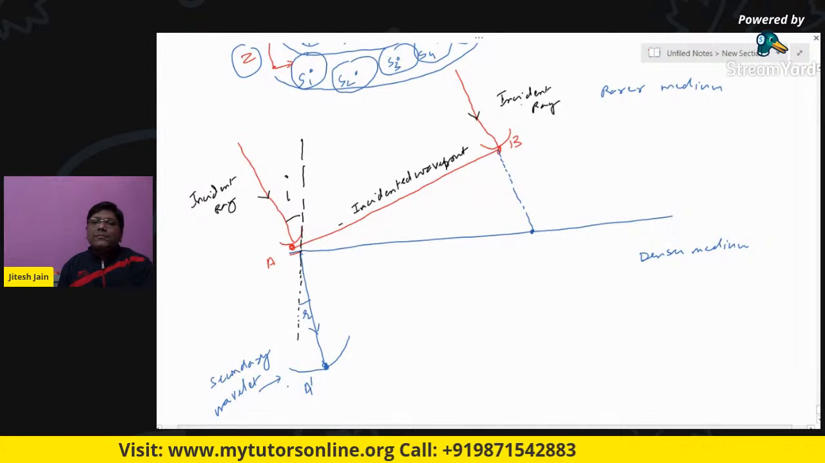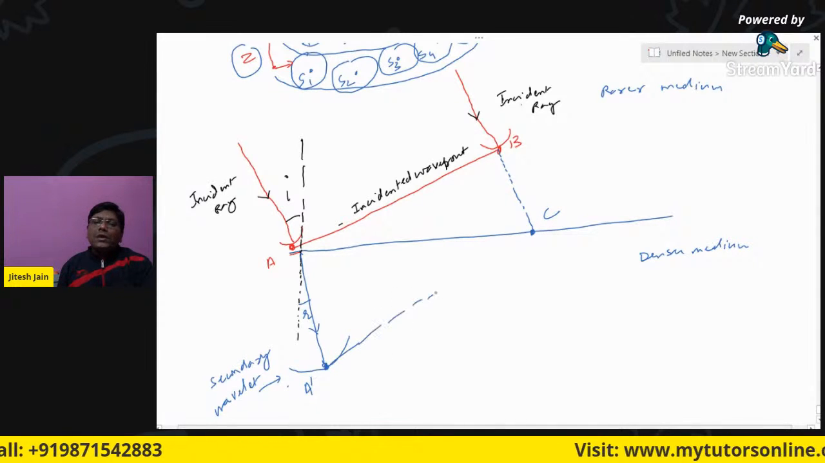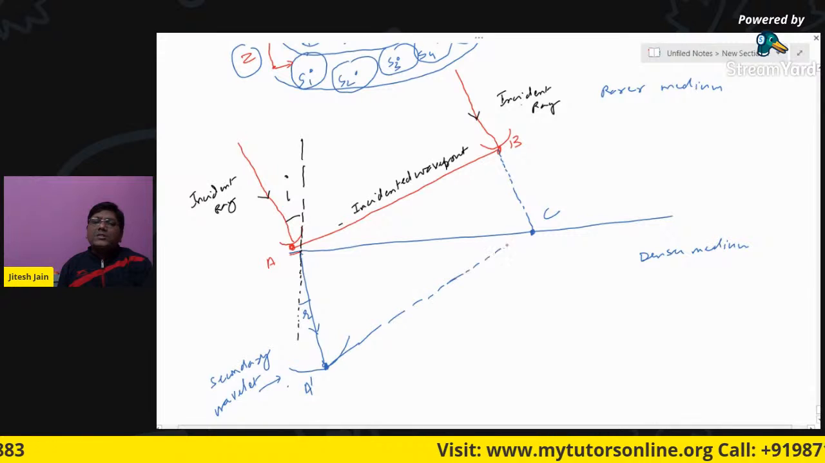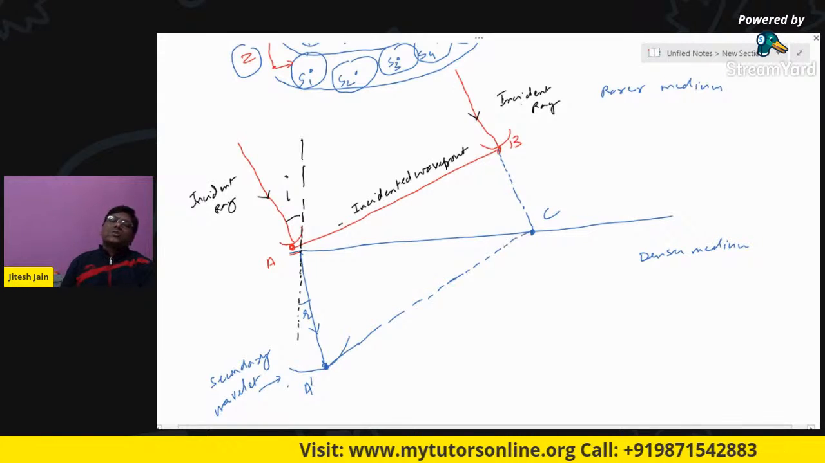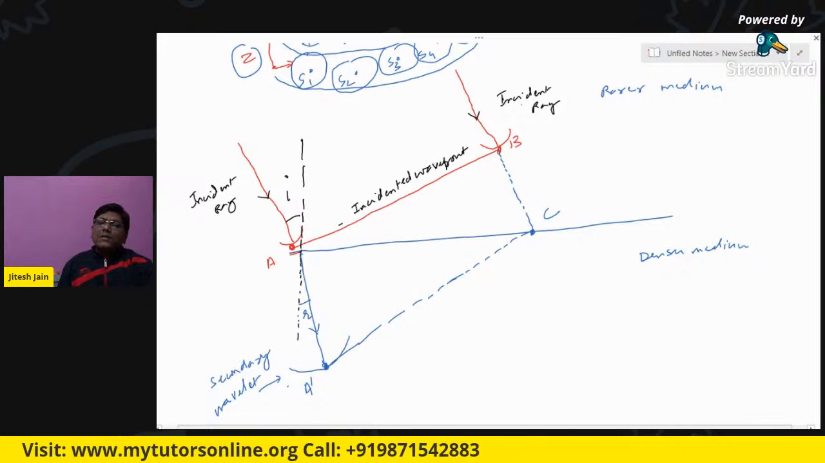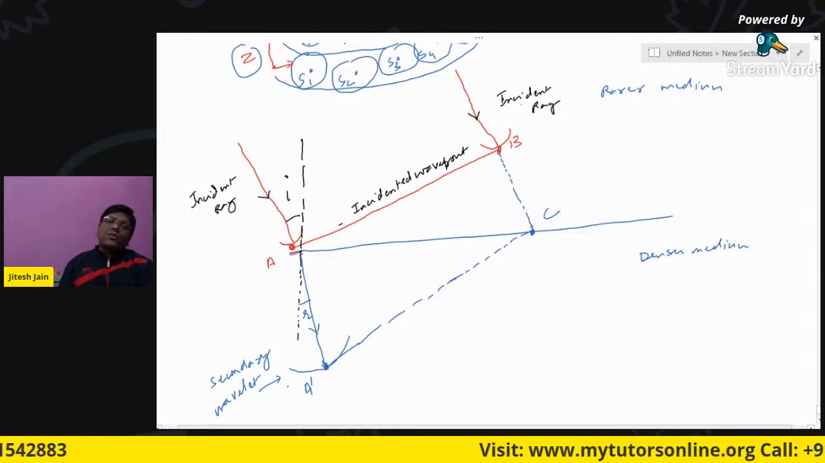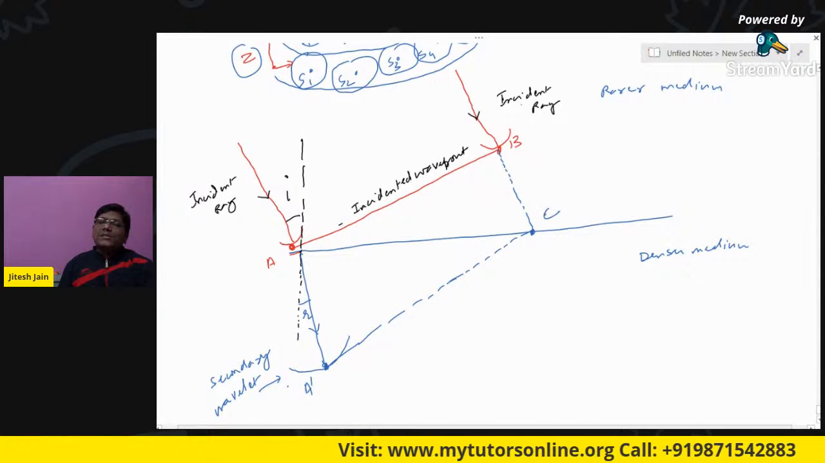Let's say this point is point C, and I just join AC with A dash C. This is not a rectangle, dear students. Please don't get confused. This is not a rectangle, right? So here I have drawn one incident wavefront and the secondary wavefront. The other one I have not drawn; I have kept it as C only.